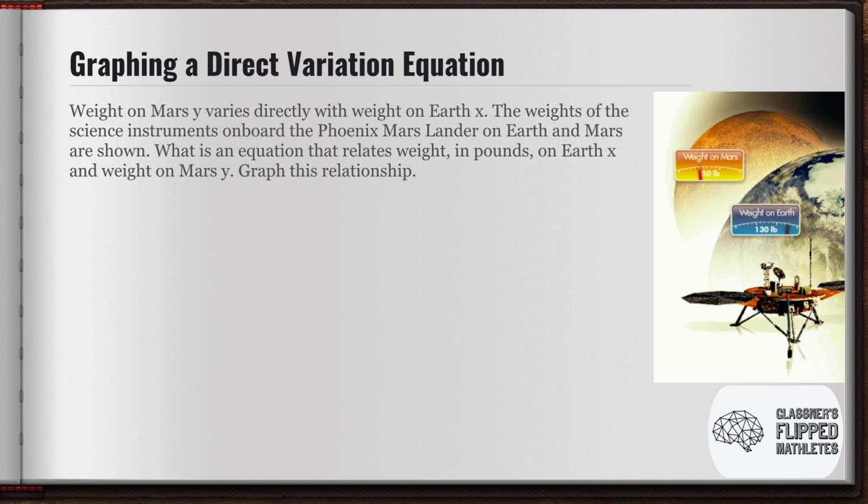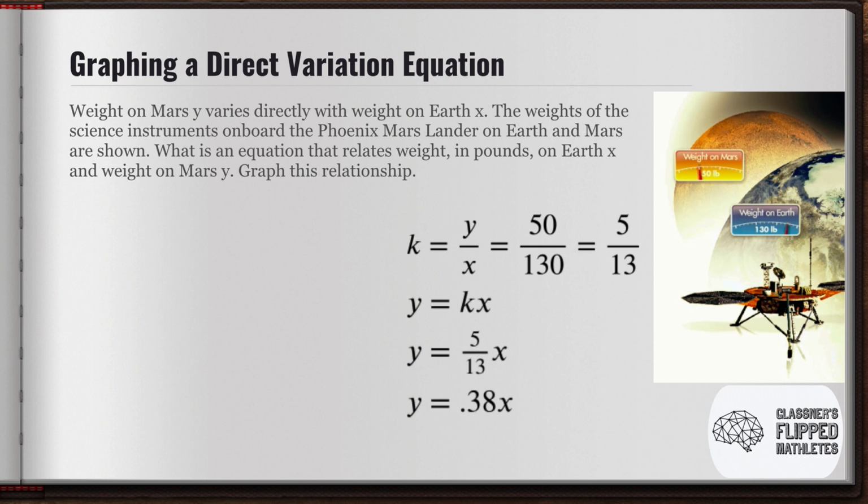So just like on the previous slide, let's pause and take a second to find your k value. So k is y over x. The problem told us that Mars is y and Earth is x. So it's going to be 50 over 130. You can simplify that to 5 over 13. From here, let's write an equation. Y equals kx. K is 5 over 13. So y equals 5 over 13x is a fine equation.